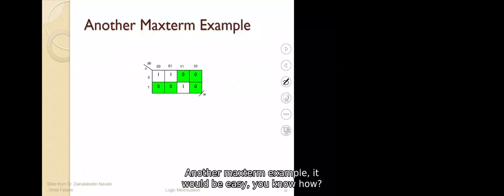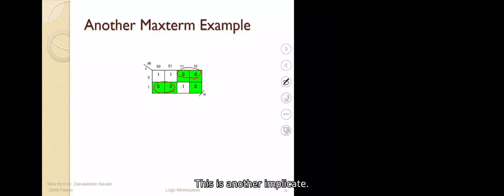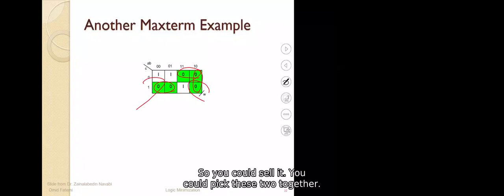Another Max term example. It would be easy. Here actually zeros are more than ones, but what we want to do is a Max term example. Again, we try to map them to find the implicates. This would be one implicate. This is another one. This is another implicate. This is also an implicate. You remember the wrapping is also here because they are adjacent. So you could pick these two together.